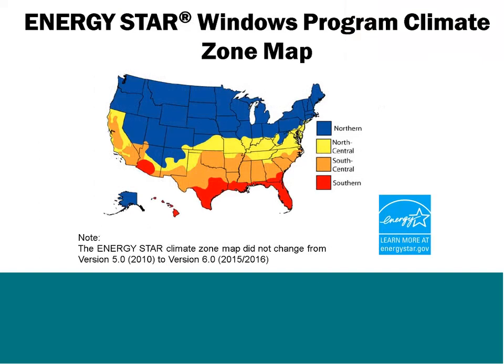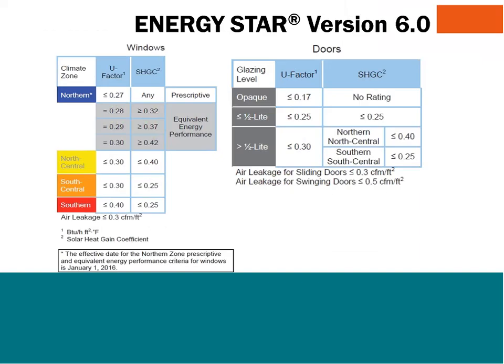This is showing the current Energy Star map. The northern zone is mostly a heating zone. The north central is a heating and cooling zone. South central is a cooling and heating zone. And the southern is the most cooling zone. This is showing what that Energy Star table looks like and how it's rated.